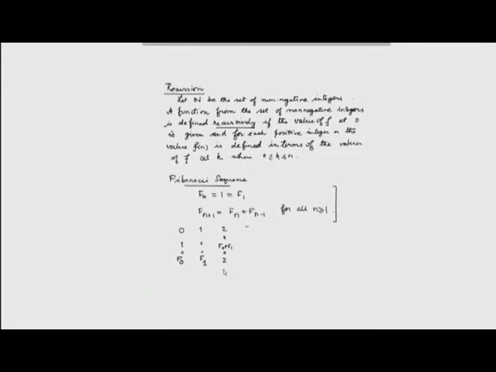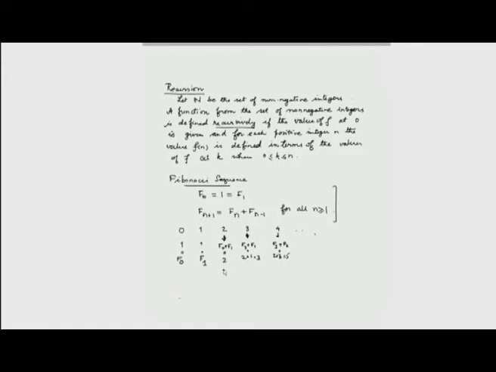Then for 3, this value is f 2 plus f 1, that is 2 plus 1, which is equal to 3. For 4, this is f 3 plus f 2, which is equal to 2 plus 3 equal to 5, and so on.